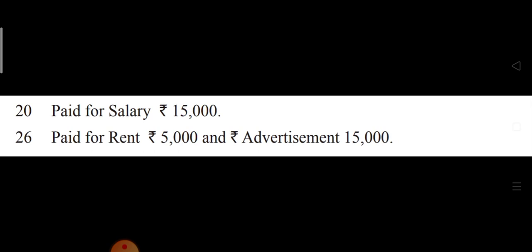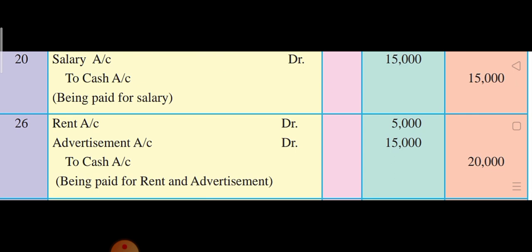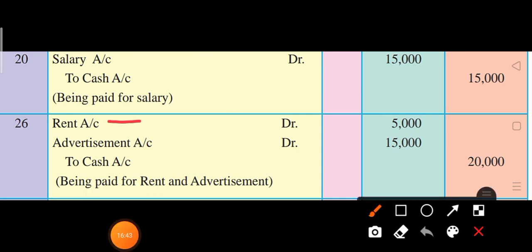Next is paid for salary ₹15,000 and paid for rent 5,000 and advertisement for ₹15,000. Okay, very simple it is. Salary account debit to cash account, paid for salary 15,000, and rent account debit, advertisement account debit to cash account for ₹20,000. Okay, these all are expenses. See, this rent account and advertisement account are expenses. Debit all expenses. Salary paid, it is also expenses. So debit all expenses हमने debit कर दिया.